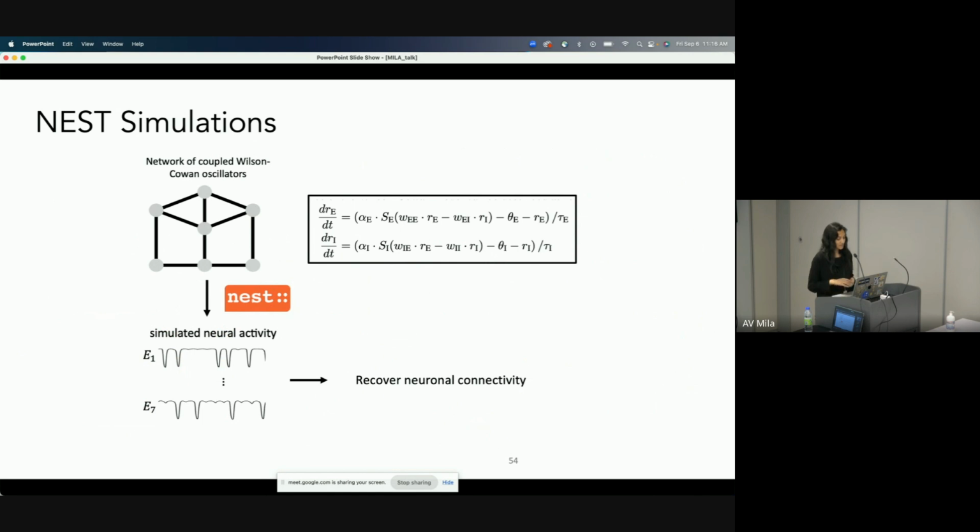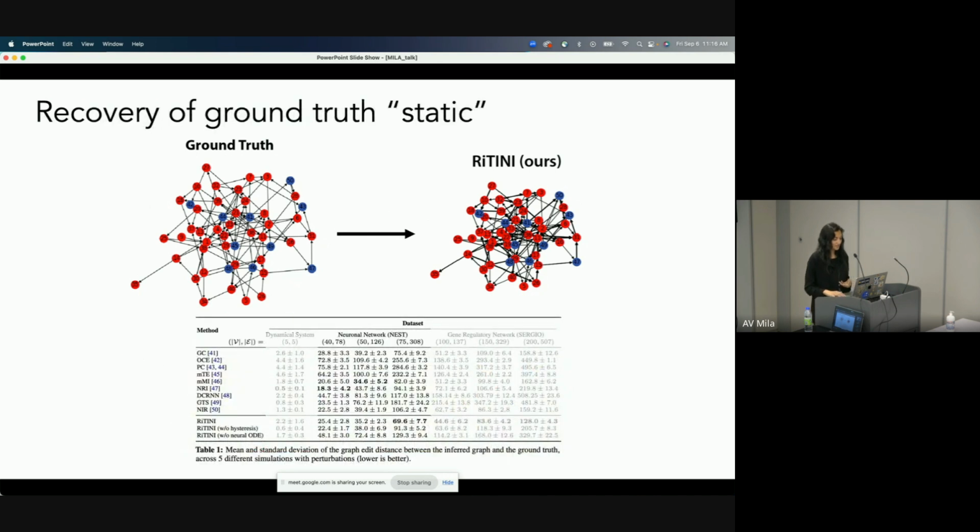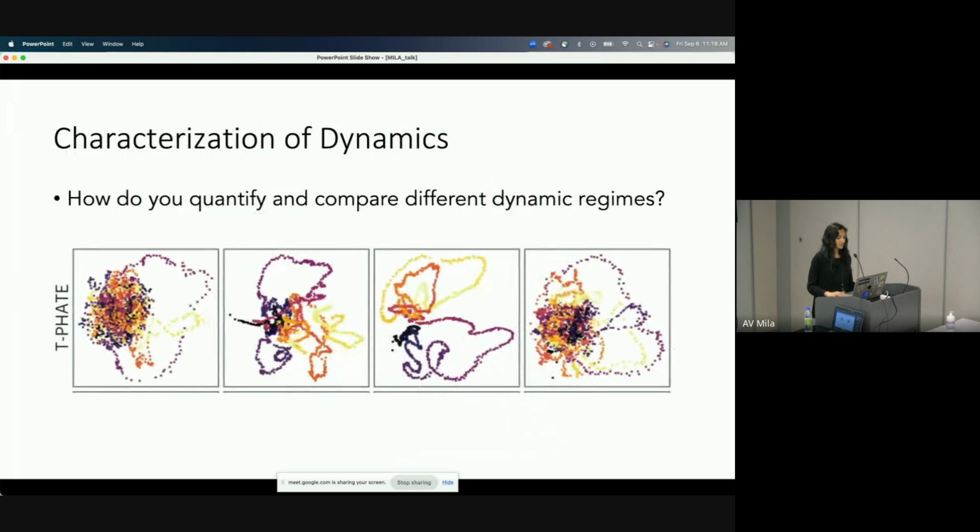So we used something called a NEST simulator. It's a network of coupled oscillators, basically, is the simulation model. And we can actually in silico perturb these and see what happens. In real life, you can maybe train it using optogenetic perturbations of a mouse or something that you're measuring this in. And we also have results for that.